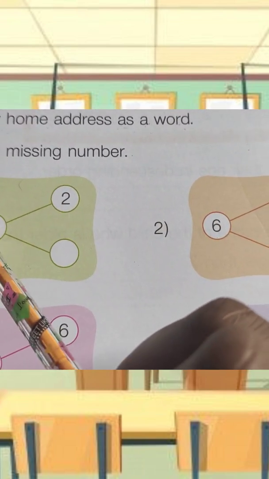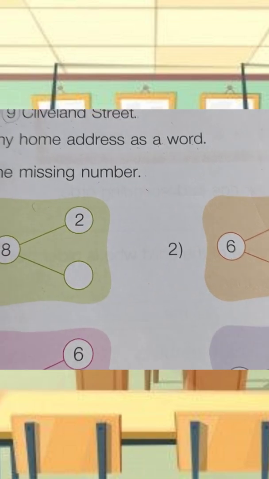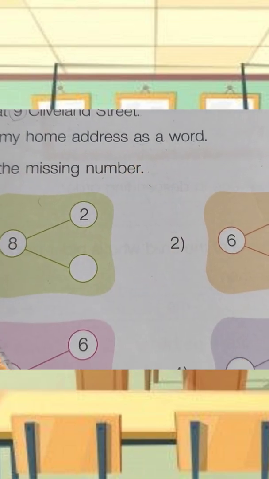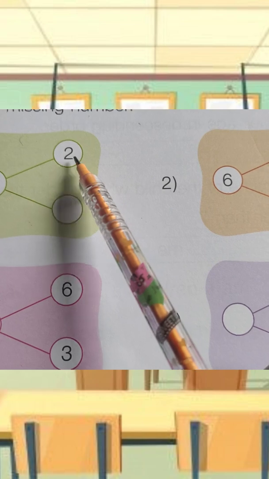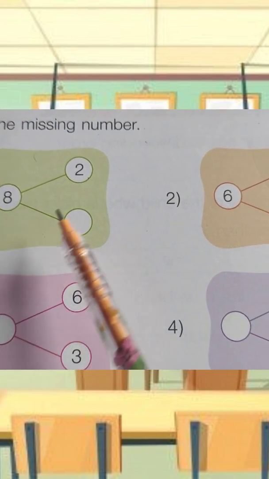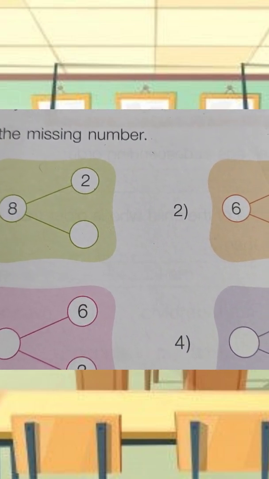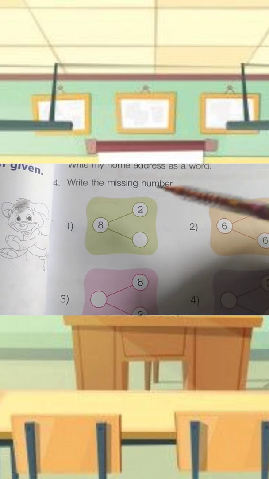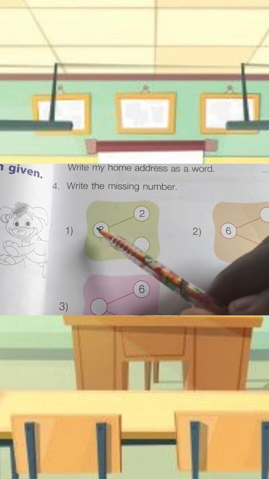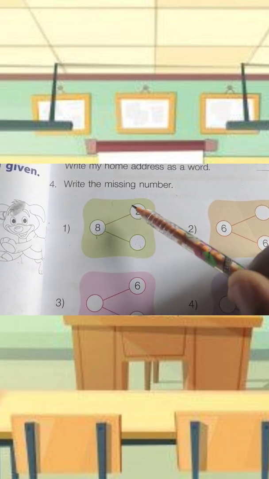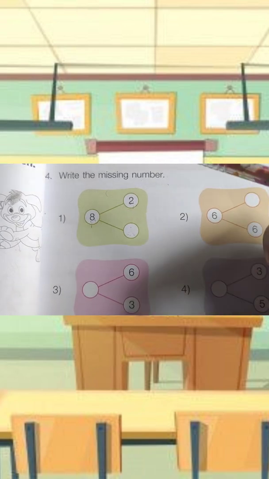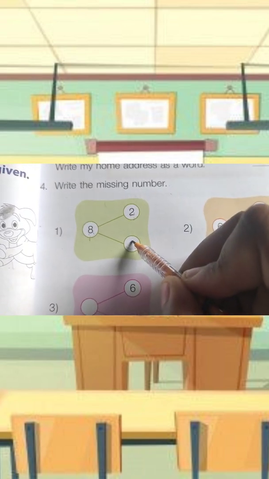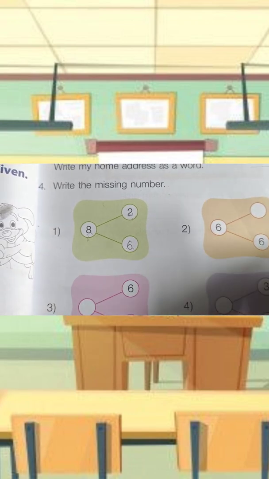Number 4, write the missing number. 1, you have 8 and 2. What is a missing number? So you have 8 here and you have 2. So 2 plus what number will give you 8? 2 plus 6, right? So you write 6 here. 2 plus 6 gives you 8.